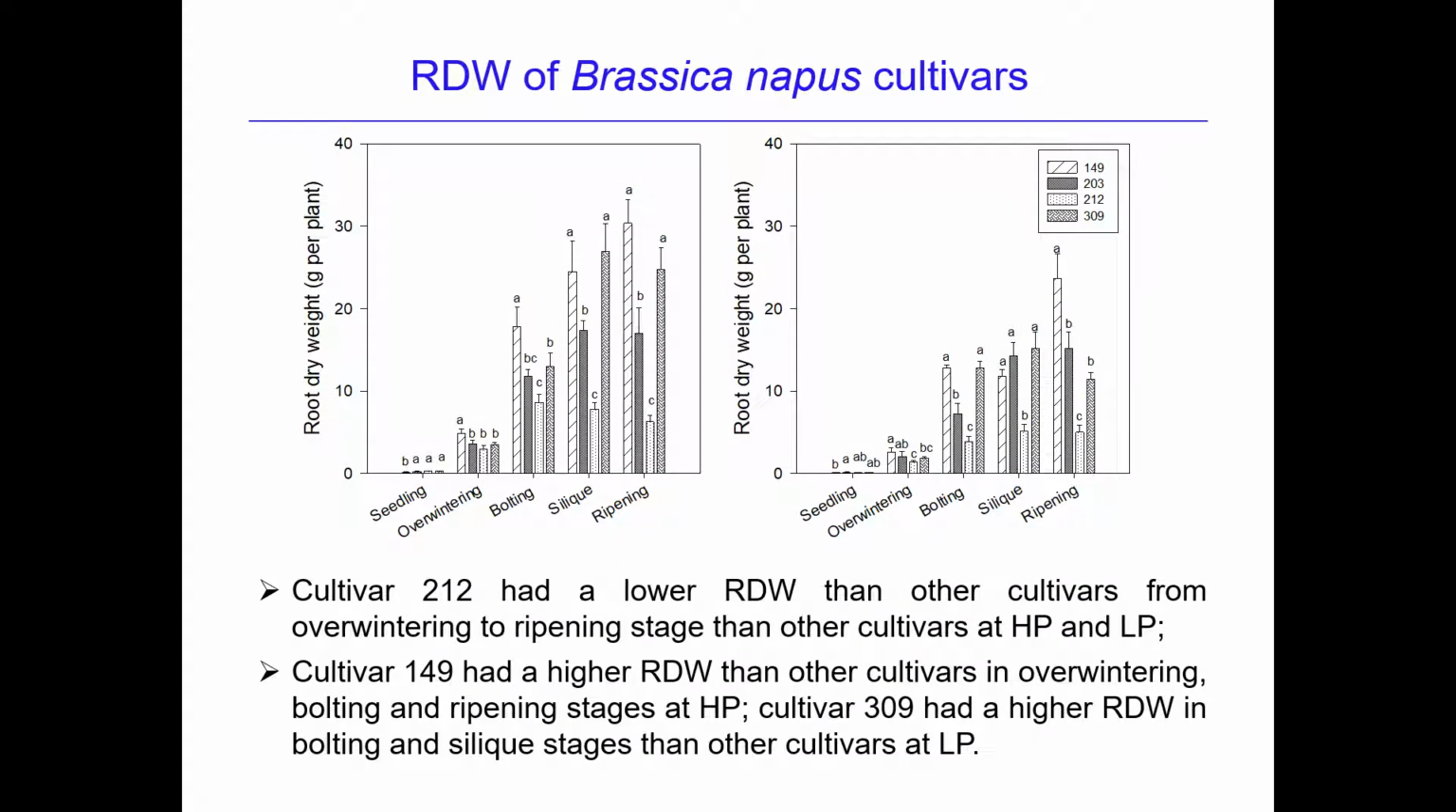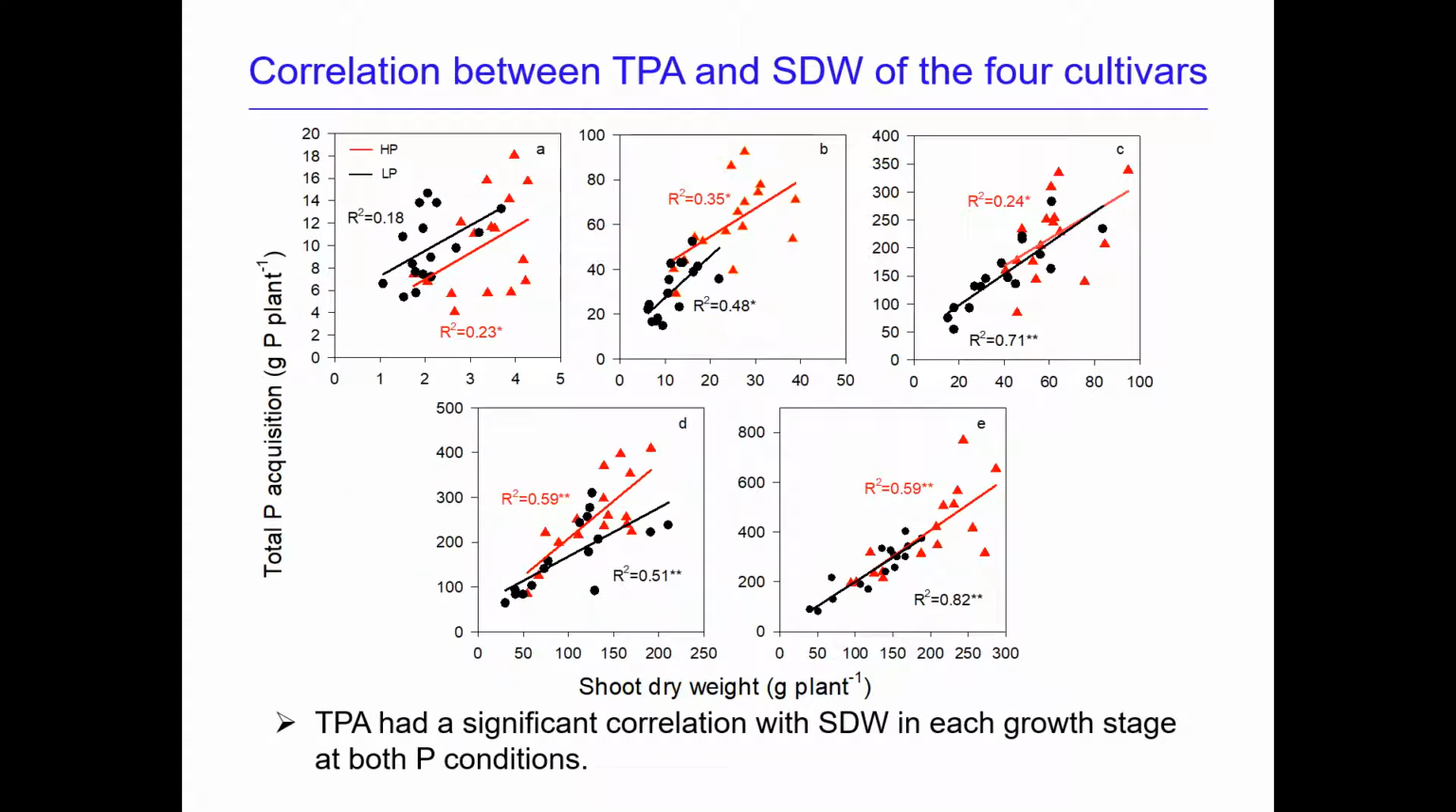total P acquisition, seed yield, and shoot weight had a strong correlation with root surface area and coarse root length at high P, and with the total root length, root surface area, and coarse root length at low P. And the seed yield had a significant correlation with the root surface area and coarse root length in bolting stage at both P supply treatments. As for the correlation of shoot weight, total P acquisition, and seed yield with the root morphology traits in the 0 to 10 centimeter soil layer, we found identical results to the morphology traits in the 0 to 30 centimeters.